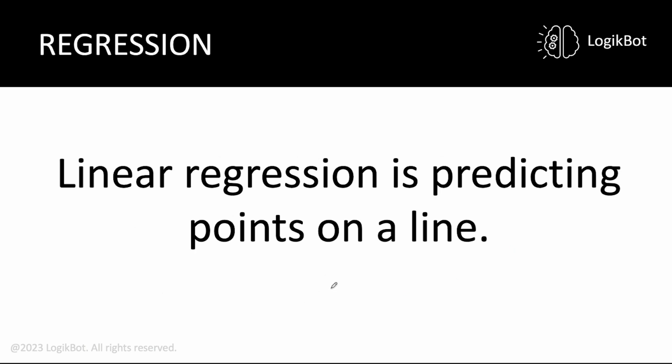Linear regression is predicting points on a line. We've got a graph. We've got our X and Y axes. We're here, and we want to know what that is right there, right? We want to know that point. So that's linear regression, all right? Linear regression is predicting points on a line.